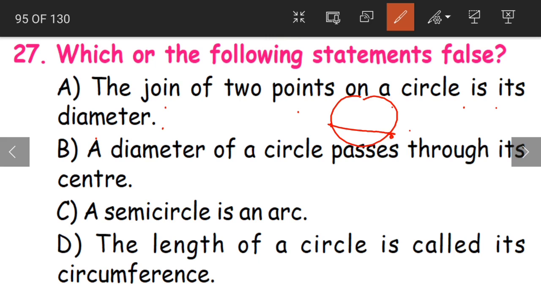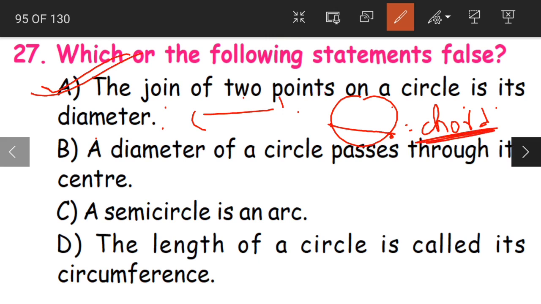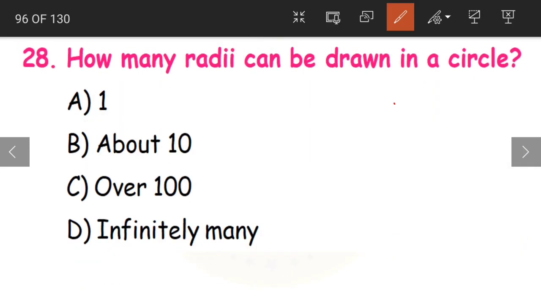Now simply if I join these 2 points of a circle, it will be called a chord. For it to be a diameter, it should pass through the center. So statement A itself is false. So A becomes our correct answer for this question. The joining of 2 points on a circle is called its chord but not diameter.